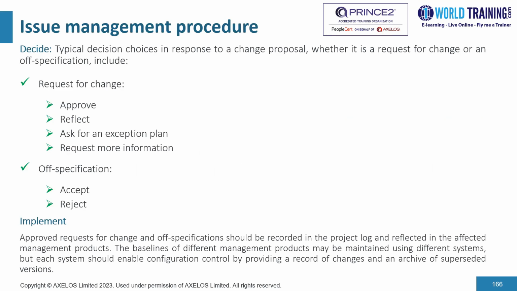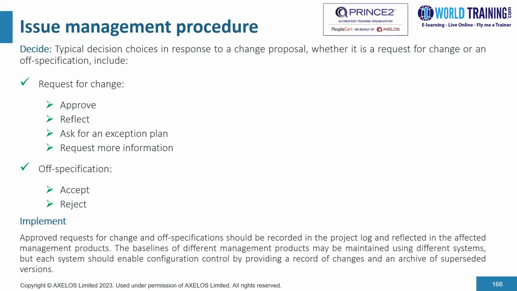Typical decision choices in response to a change proposal, whether it is a request for change or an off specification, include, in the context of requesting a change, the decision could be approval of the request. We might want to reflect or ask for an exception plan, or request more information. In the context of off specification, we could either accept or reject.